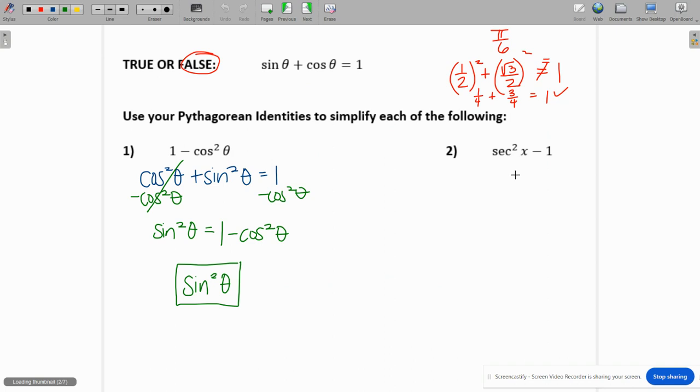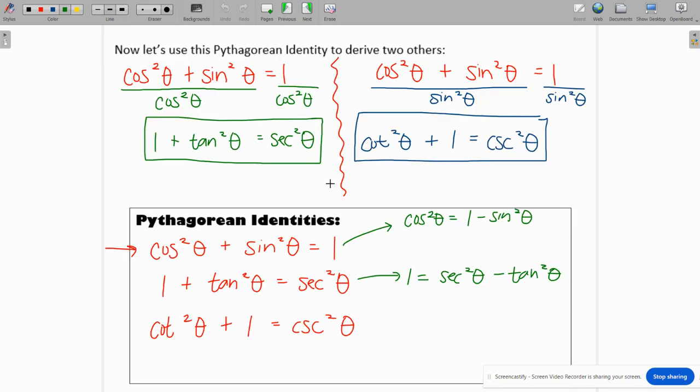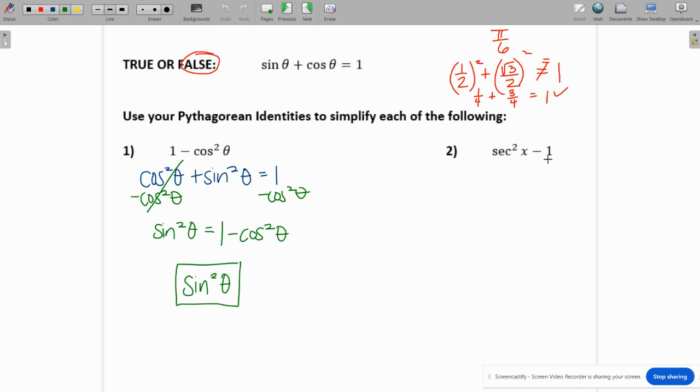So let's look at the next one. Secant squared of x minus 1. The x here could also be rewritten with a theta. It just is up to you, whatever your angle is. We use theta here, but x's are fine as well.